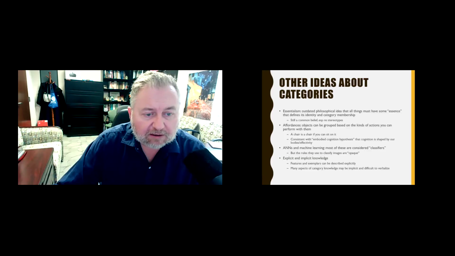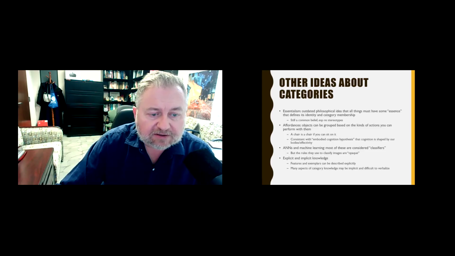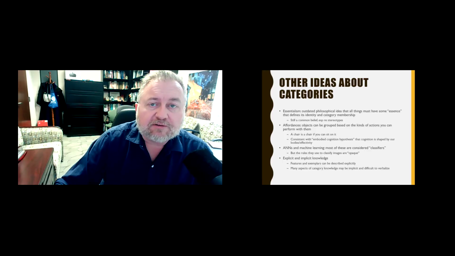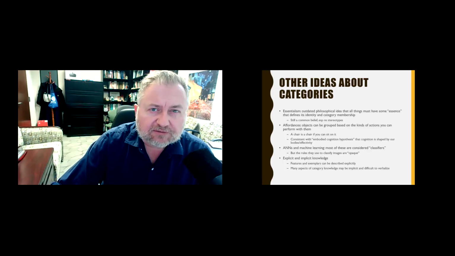Another way of thinking about categories is the concept of the affordance. This comes from the perceptual theory of James J. Gibson. And Gibson talks about an affordance as opportunities for action in the environment. And then other researchers have suggested that, okay, can we use the affordance as a way of defining categories then, right?